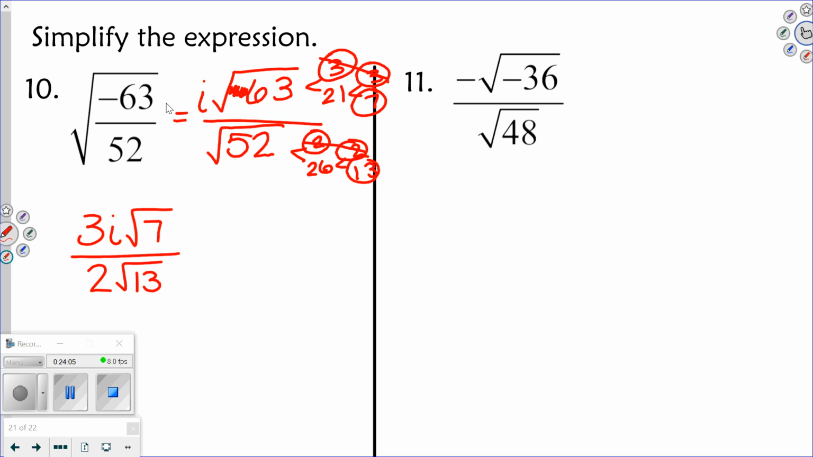Okay, so I simplified everything I possibly could. Now what? Good. I had to rationalize, which is getting rid of that radical. So it means I multiply top and bottom by radical 13. So on the top, 3i radical 7 times radical 13. What's that going to be?